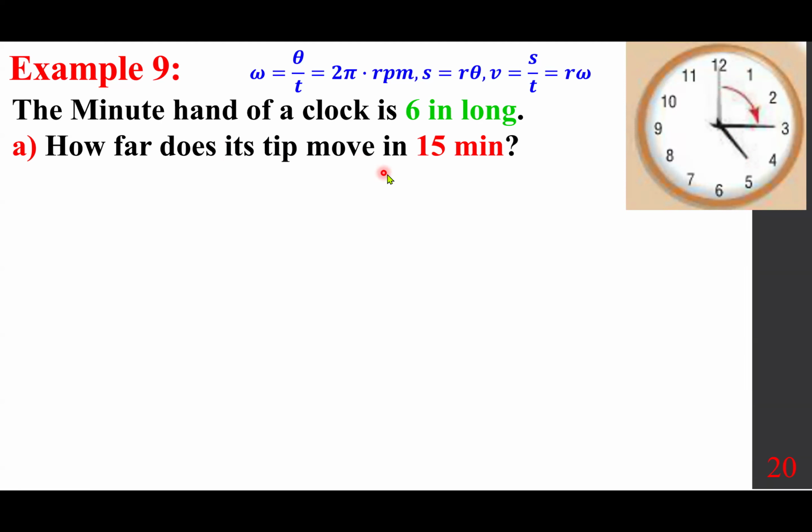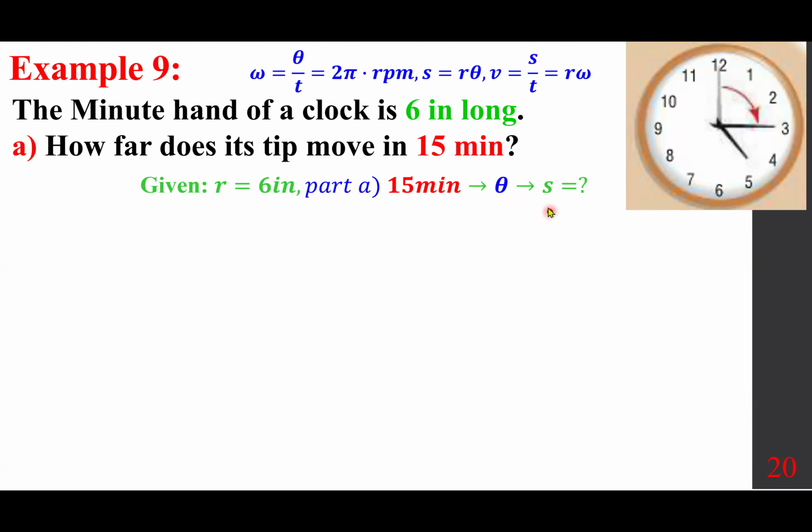Well, so what is given? R is 6 inches. So over the course of 15 minutes, we want to find the theta and therefore S, because how far does its tip move? That means what arc length it covers. So R is 6, the proper units, inches. In part A, 15 minutes, we calculate the theta and then S.